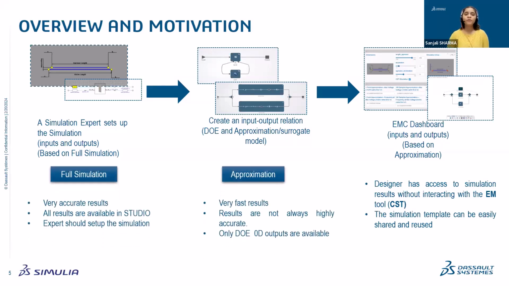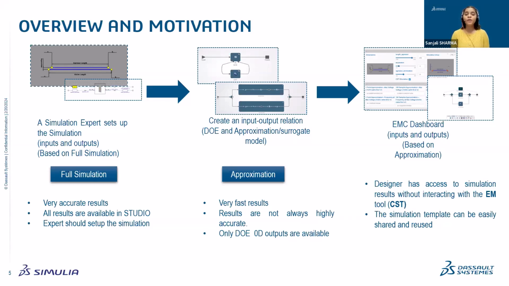Here I have talked about the full simulation and the approximation. Both processes have some pros and cons associated with them. In the full simulation, we can ensure accurate results and all the results will be available in the studio, but we need an EMAG expert to set up the simulation. Whereas in approximation, we will get the results very fast, but the results may not always be highly accurate, sometimes they will be accurate, because they are based upon the approximation.